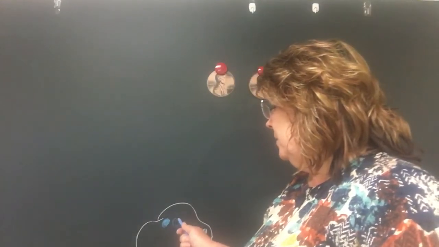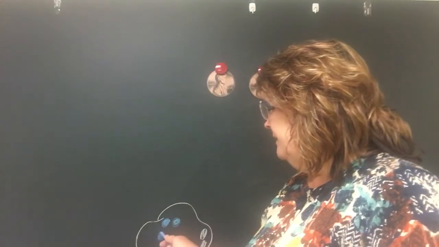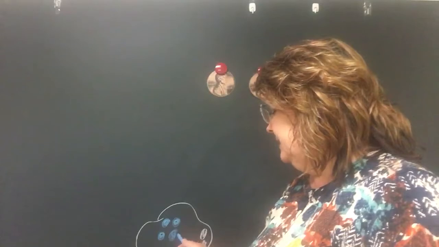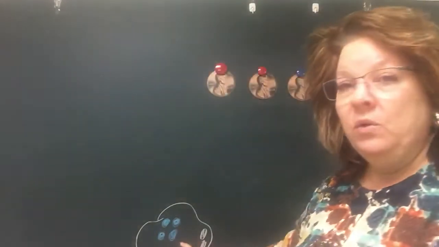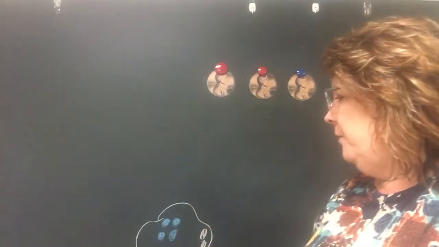3 plus 1 more would be 4, plus 1 more would be 5, plus 1 more would be 6. How many did we have to draw to make 6 eggs? 4. 1, 2, 3, 4. If I were going to write a combination from this, it would be 4 plus 2 equals 6, or 2 plus 4 equals 6.